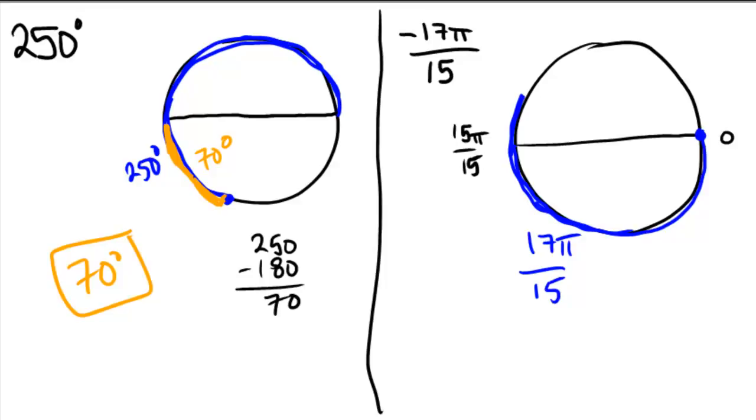And so I need to get myself back down to the x-axis, back down to this horizontal diameter. Since I went 17 pi over 15, and I was supposed to go 15 pi over 15, that means in this case I overshot by 2 pi over 15. So 2 pi over 15 is our reference angle for that problem.